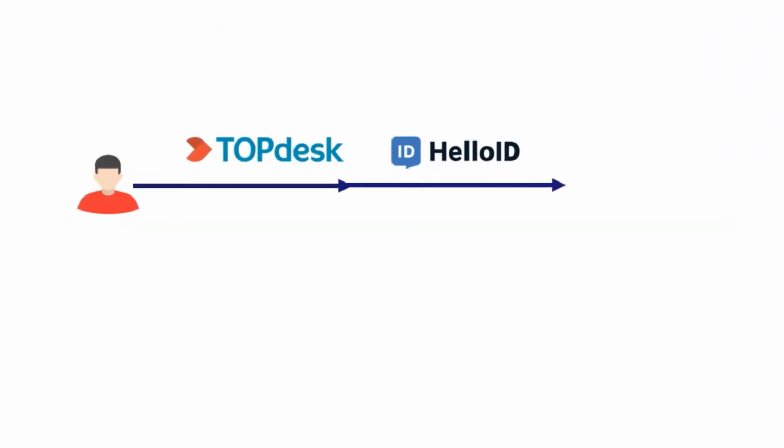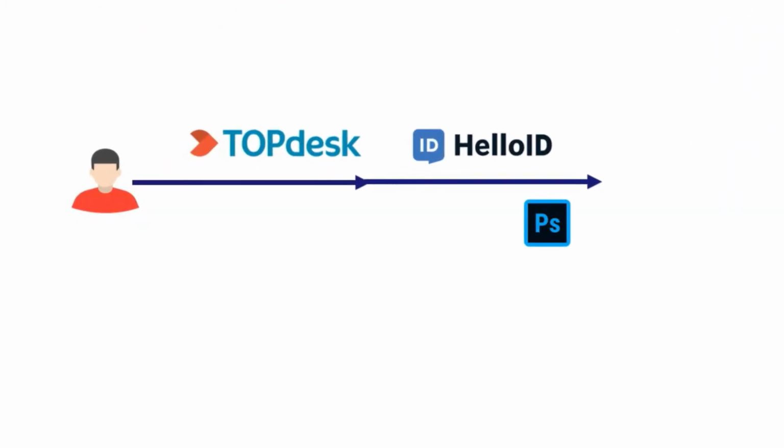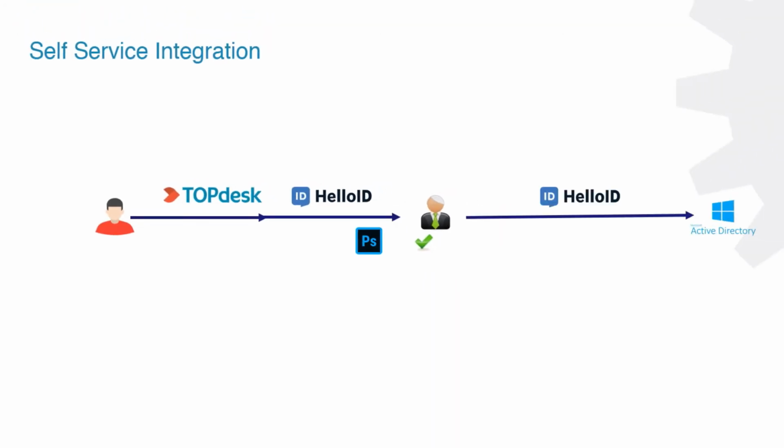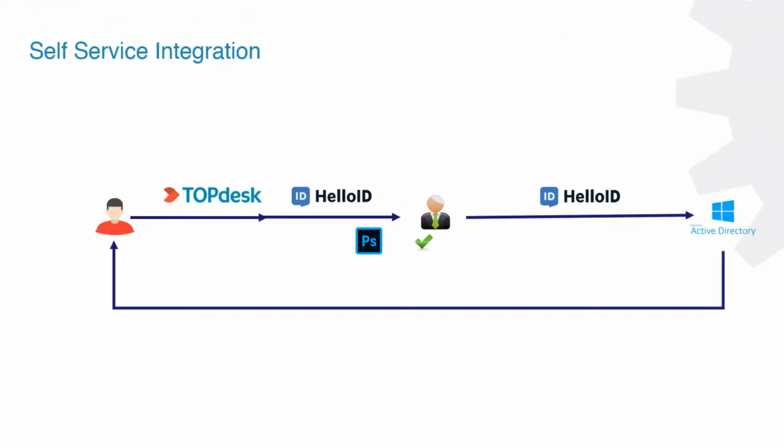Let's automate this in Topdesk via HelloID. Now the end user can simply go to Topdesk and enter the Topdesk portal where they can access HelloID. Here they can request access to applications like Adobe Photoshop. That request will be automatically sent to the approver in HelloID. If the approver says yes to the request, then HelloID will immediately grant access to the end user by placing them in the correct group that has access to Adobe Photoshop.